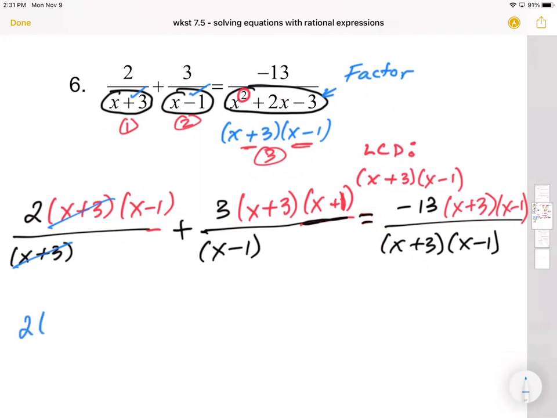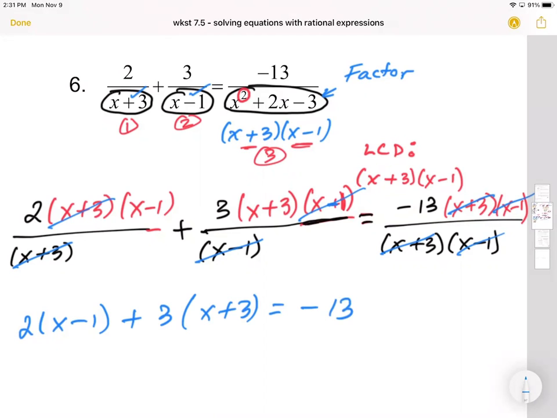I have 2 times x minus 1 left. X plus 1, x minus 1, sorry, x minus 1 and x minus 1 cancel. I have 3x plus 3. And again, the good thing about this is everything on the numerator and everything on the numerator, they cancel out. And now I only have negative 13 left.